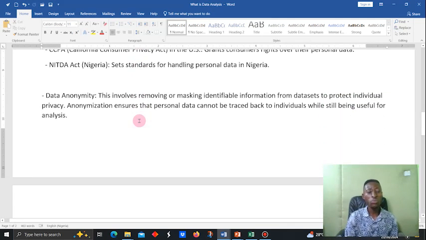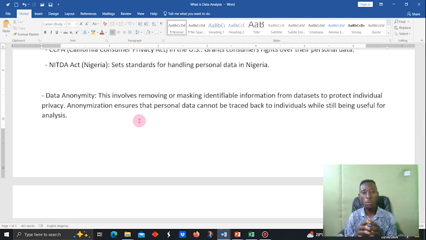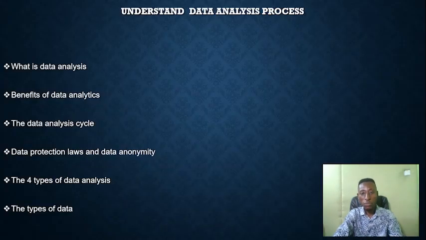All right. So this thing helps us to mask the identity of the information, where the information is gotten from. This helps us protect the individuals whose privacy is on the line for releasing such information. Okay, it ensures that personal data cannot be traced back to the individual while it is still being useful for analysis. All right, now let's move on.